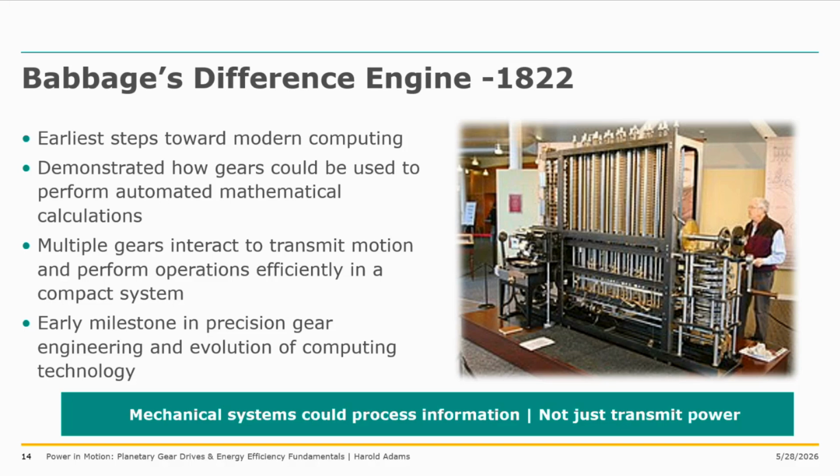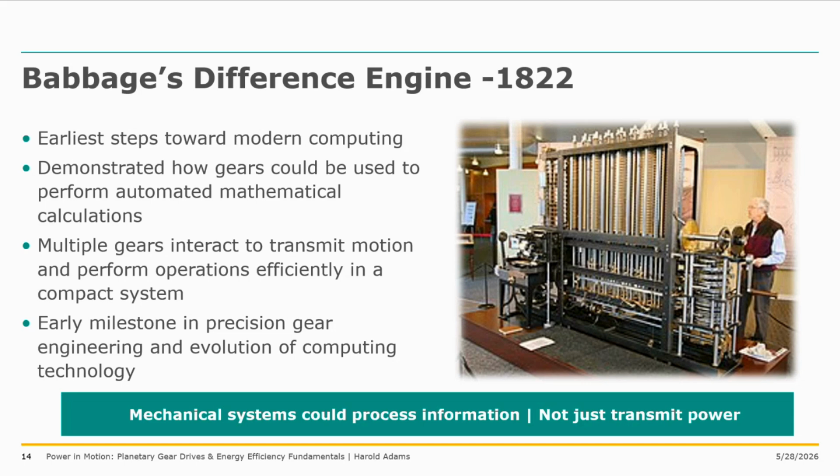The use of various gearing systems, not exclusively, but including concepts related to epicyclic gearing in Charles Babbage's mechanical computer, the difference engine, demonstrated how gears could be used to perform automated mathematical calculations, making it one of the earliest steps towards modern-day computing. Babbage's difference engine demonstrated how mechanical motion could perform automated calculations, marking an early milestone in both precision gear engineering and the evolution of computing technology.